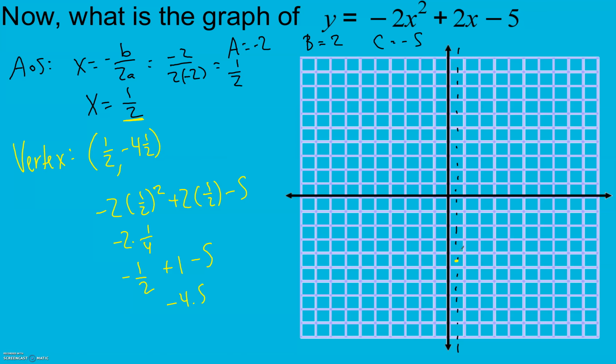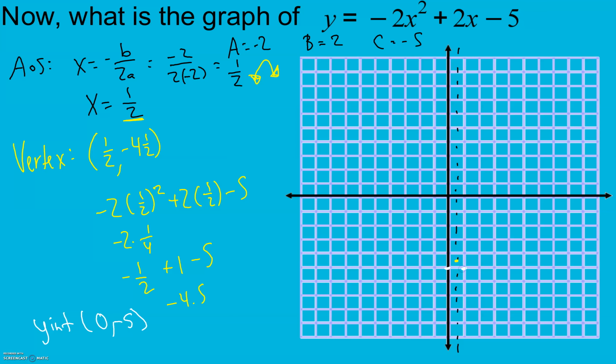This looks like it's going to be a sad face parabola because a is negative, so let's keep that in mind. Next, I can find my y-intercept. My y-intercept always happens at 0, C. So at -5, I have a point, half away, so I go half away in the opposite direction and have my third point.